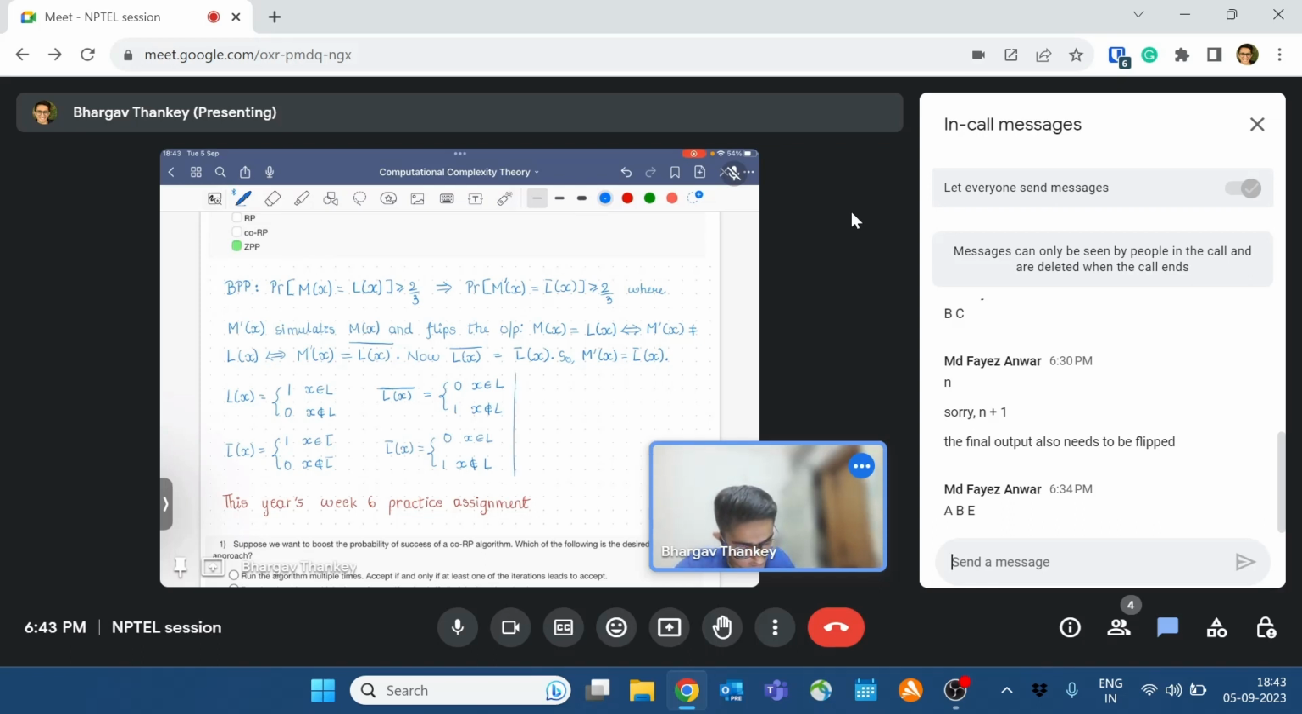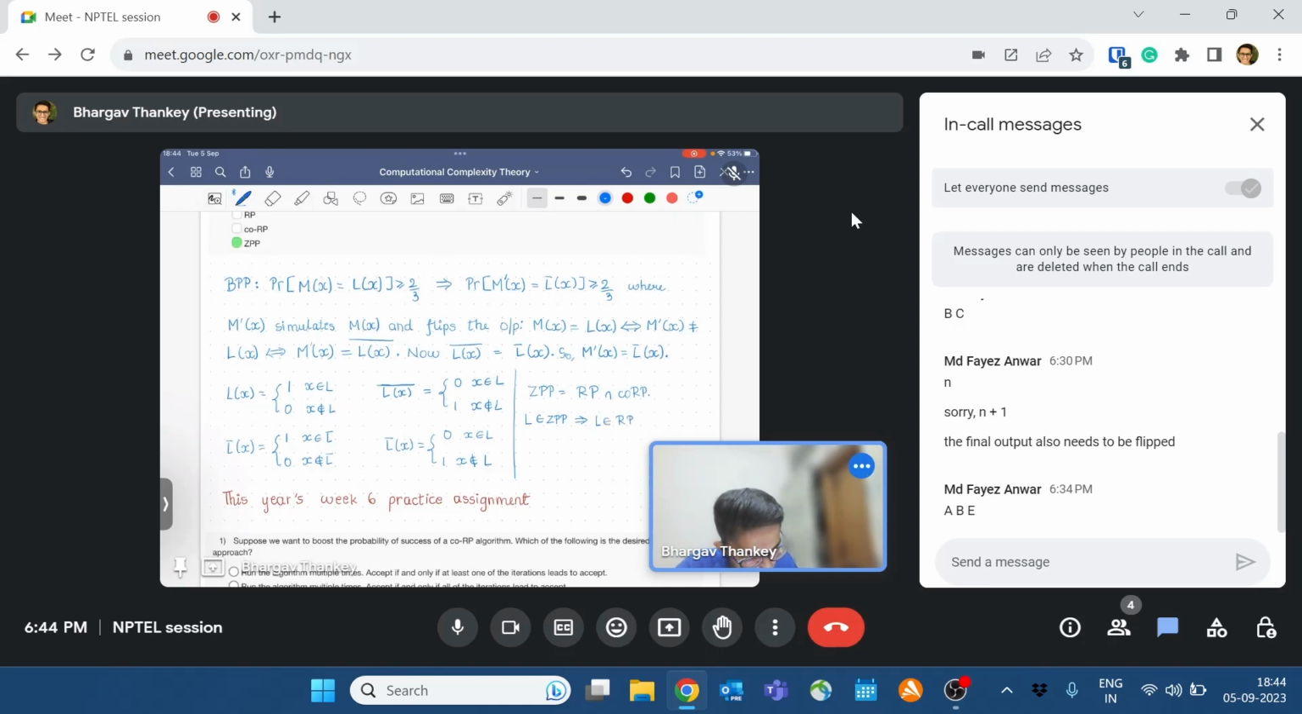Okay. So let me put the ZPP over here. So what is ZPP? This is RP intersection co-RP. I want to show that ZPP is closed under complement. So I want to show that if L is in ZPP, L complement is also in ZPP. So L is in ZPP implies L is in RP and co-RP. So this implies that L is in co-RP as well as RP, which implies L complement is in the intersection of co-RP and RP, which is just ZPP. Yeah, so this is why ZPP is closed under complement.